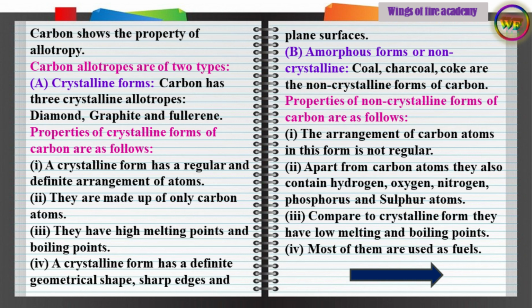B. Amorphous forms or non-crystalline. Coal, charcoal, coke are the non-crystalline forms of carbon. Properties of non-crystalline forms of carbon are as follows. 1. The arrangement of carbon atoms in this form is not regular. 2. Apart from carbon atoms, they also contain hydrogen, oxygen, nitrogen, phosphorus and sulfur atoms. 3. Compared to crystalline form, they have low melting and boiling points. 4. Most of them are used as fuels.